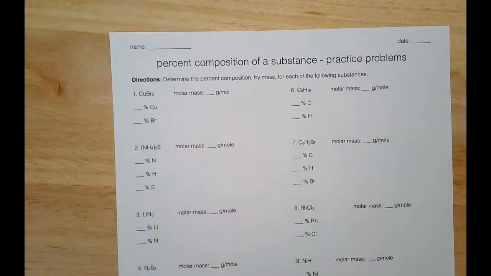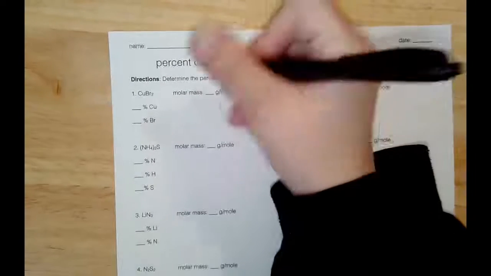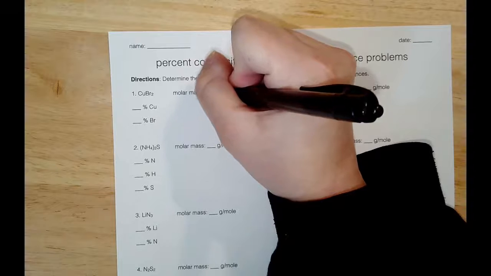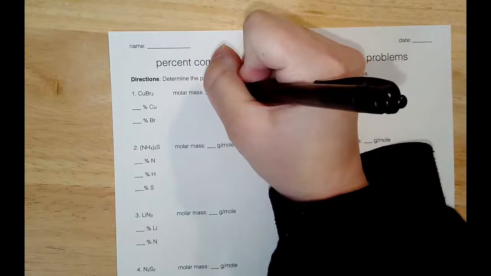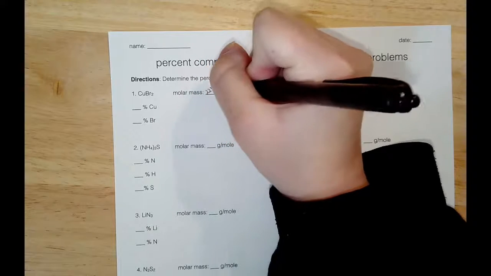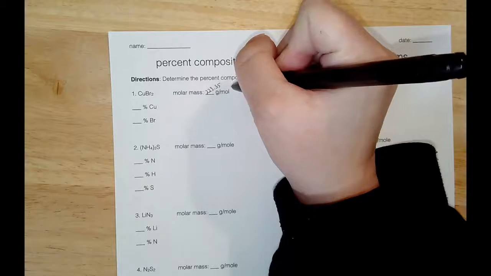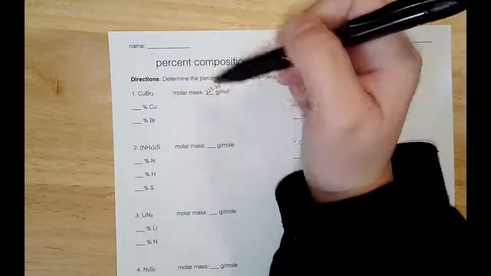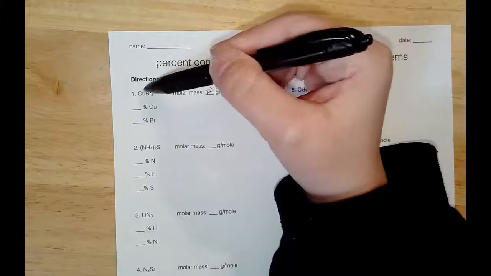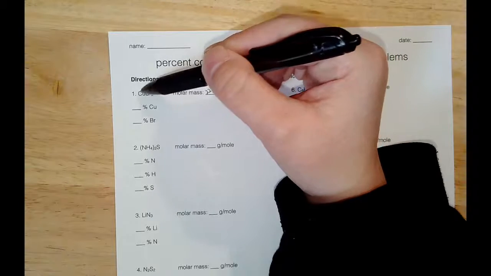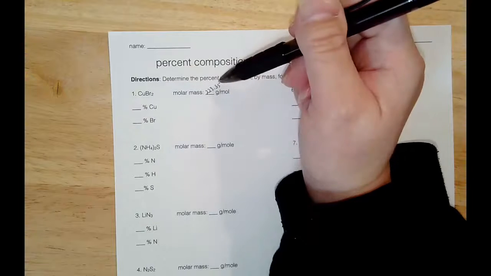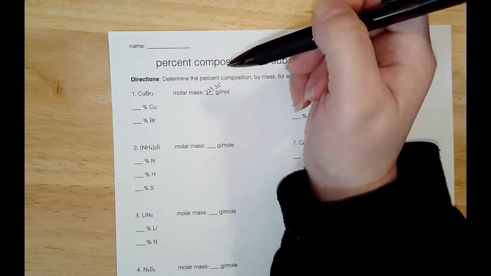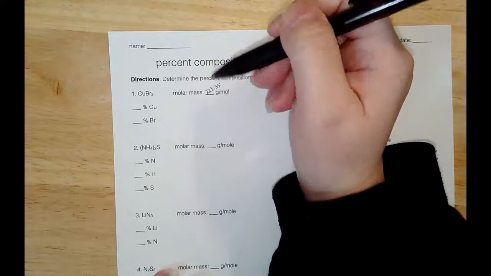And when you do that, it's 223.35. So 223.35 grams per mole is the molar mass of this compound. Now we need to take each individual element's molar mass and divide it by the molar mass of the compound, because that's how we get the percent composition of each of these elements. So I'll start with copper.